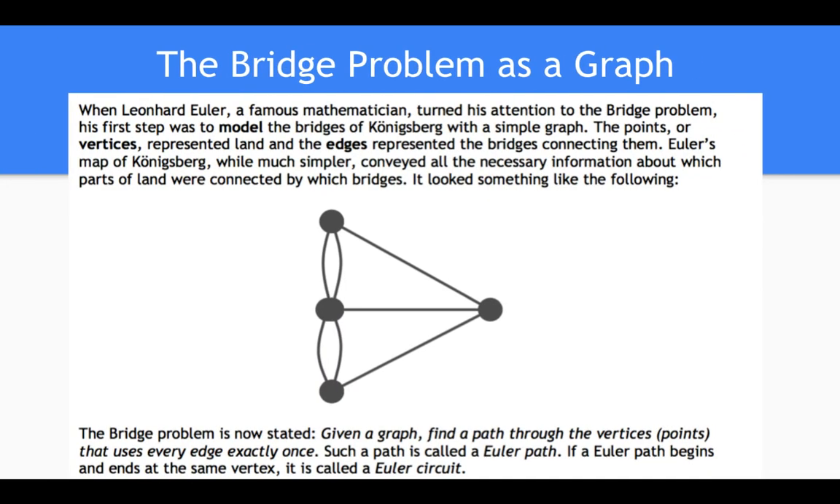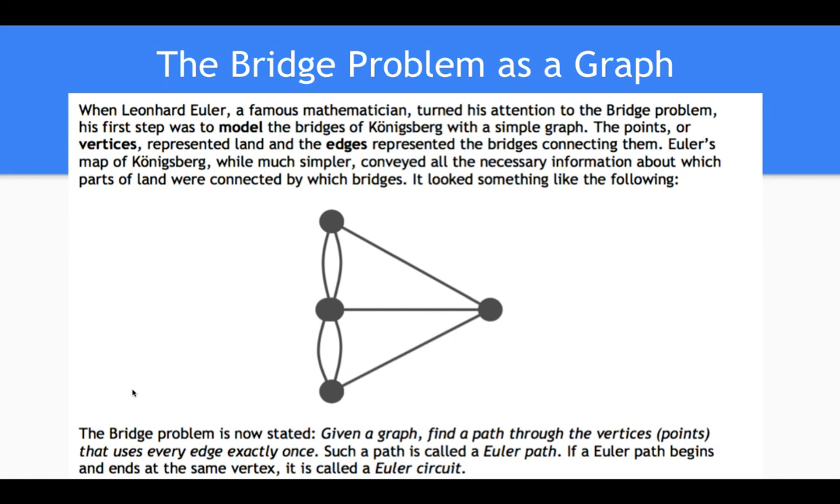All right. The bridge problem is a graph. Leonhard Euler, who was a famous mathematician, turned his attention to the bridge problem. His first step was to model the bridges of Konigsberg with a simple graph. The points, or vertices, these big, bold dots, represent the land, and the edges, which connect two or more vertices, represented the bridges. Euler's map of Konigsberg, while much simpler, conveyed all the necessary information about which parts of the land were connected by which bridges. And it looked like this particular graph.